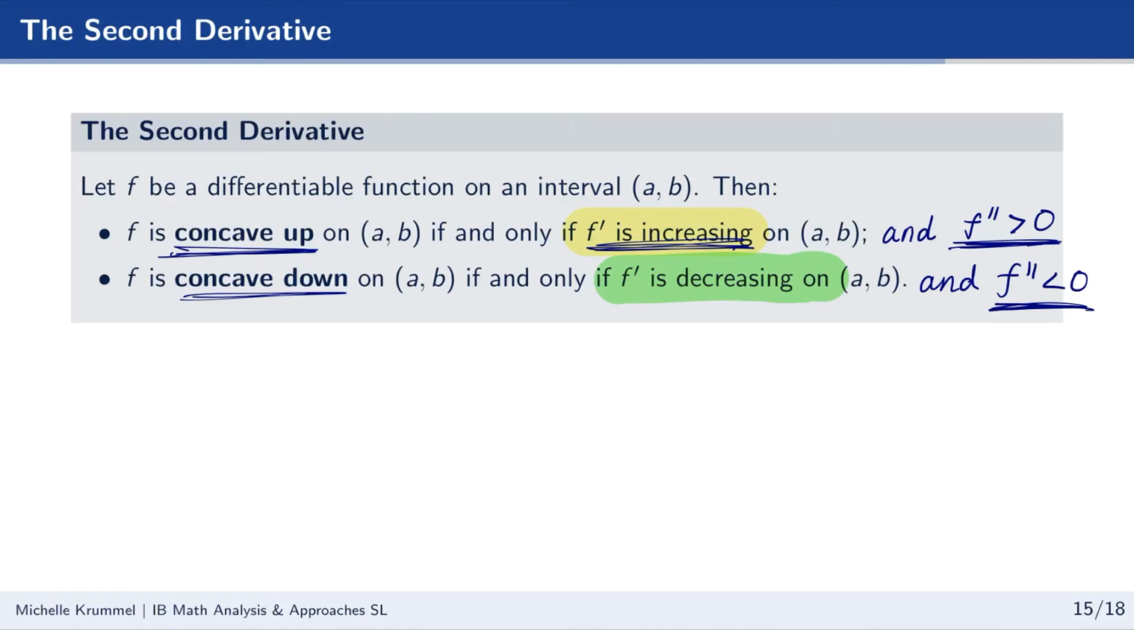We have a direct connection between concave down or concave up and the second derivative. If f is concave up, the second derivative is positive. If f is concave down, the second derivative is negative, and vice versa.